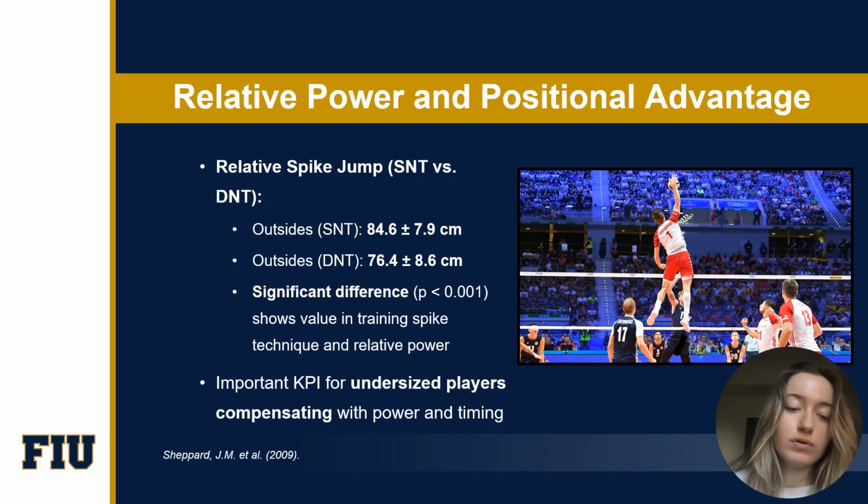What's especially valuable is looking at relative jump height. In elite volleyball, the difference in spike jump height between senior national team players and development team players can be as much as 8 to 10 centimeters. That shows the importance of developing relative power, especially for undersized players who need to compete above the net. Plyometric training, loaded jumps, and eccentric work all contribute to these improvements.